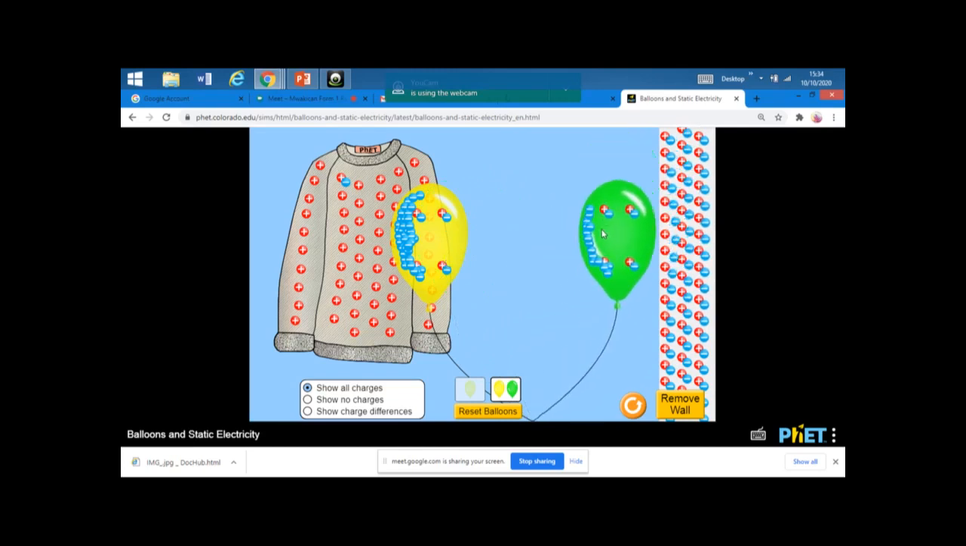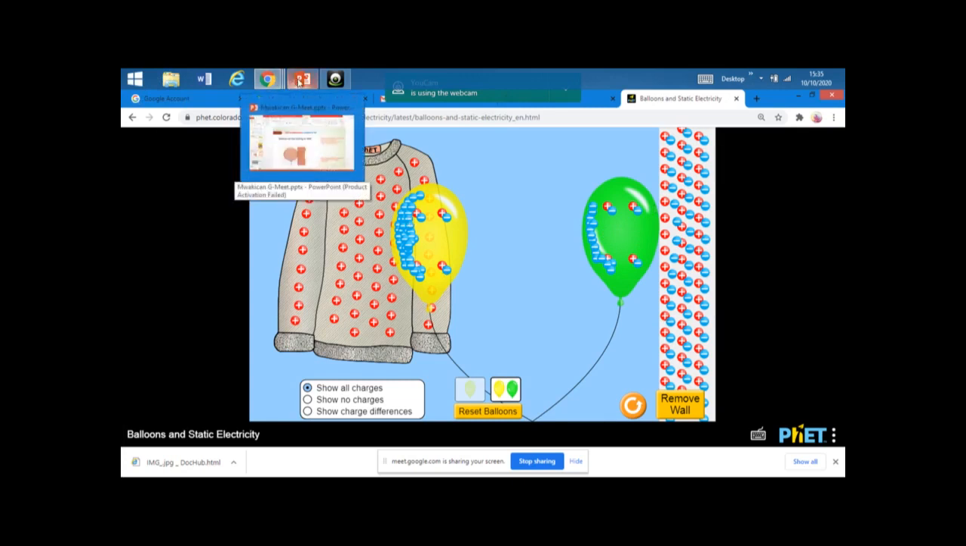Both negatively charged. And what is happening to this other balloon? Notice. What is happening to it when it's close to the wall? Attracting. So the green balloon is being attracted to the wall. So what have you learned from this simulation? What have we learned from it?